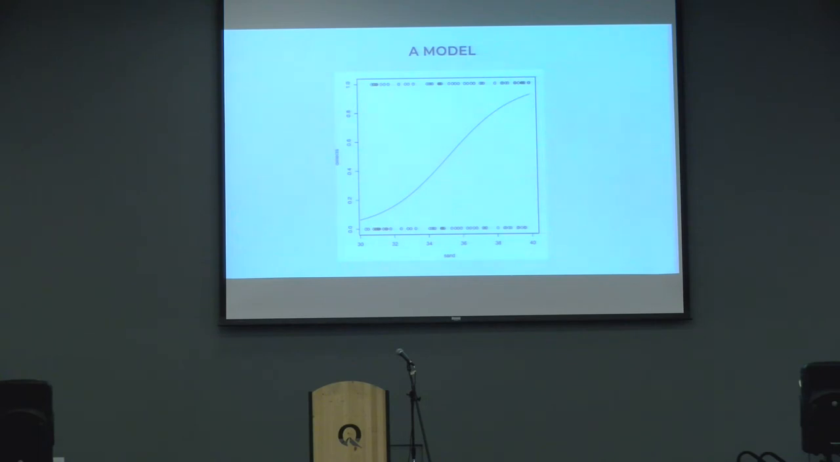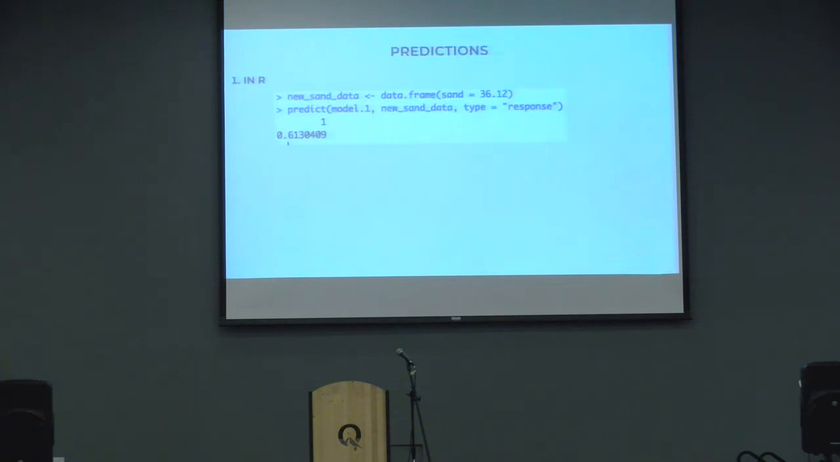And this is a graph for the data that I input. As you remember, I mentioned that the lowest send range gives us fewer defects and higher send range gives us more defects. And if you look at the line of the graph, you can see that the probabilities are increasing as the send quantity goes to the higher range. Now we can use R to check what's the probability of defect when send is 36.12. And as you can see in the outcome, it's 0.61 or 61%.